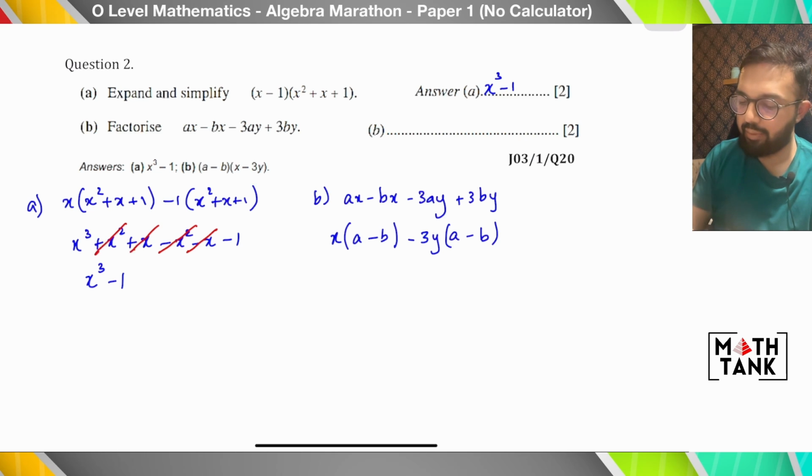So again, the same idea that these two brackets must match. So when these two brackets match, I pull that out common, and from the first set of terms I'm left with x, and from the second set of terms I'm left with minus 3y. So that is the factorized form.